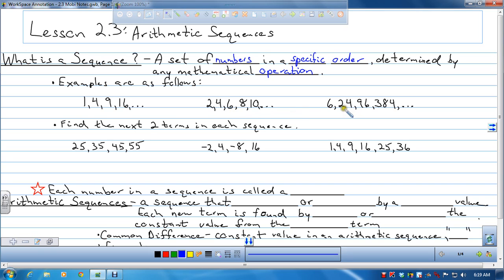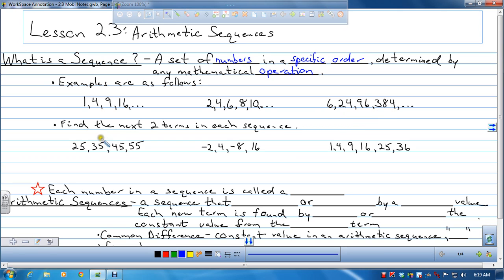The next one might take a little bit more. 6, then 24, then 96, then 384. You might initially think you were adding to get to 24, but you wouldn't add the same amount to get to 96, so that would probably take you to multiplication. So you multiply 6 by 4 to get to 24, and then you'll notice that 24 times 4 would be 96, and 96 times 4 would be 384.